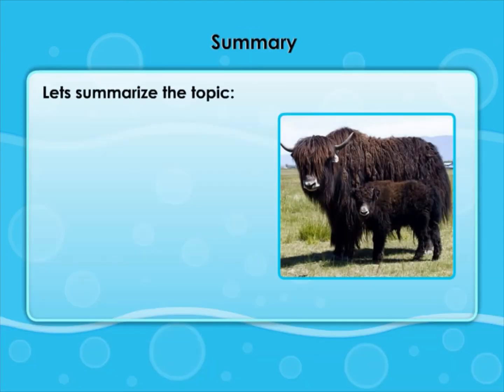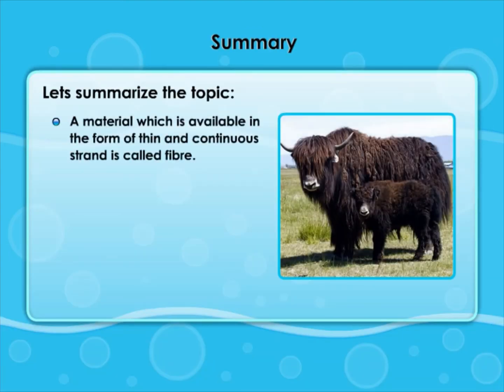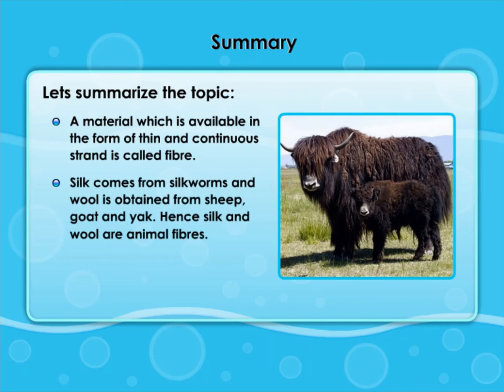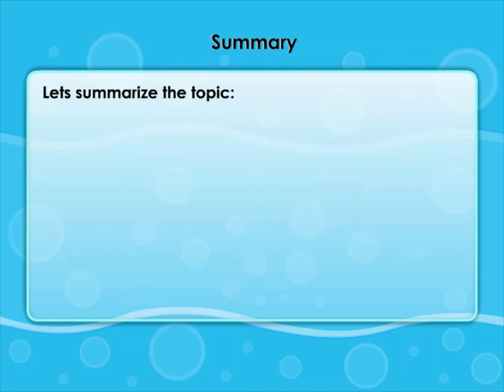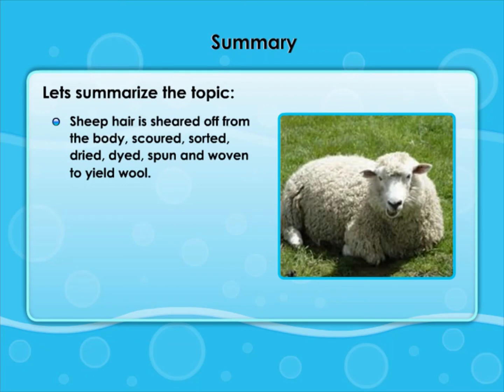Summary. Let's summarize the topic. A material which is available in the form of thin and continuous strand is called fiber. Silk comes from silkworms and wool is obtained from sheep, goat, and yak. Hence, silk and wool are animal fibers. The hairs of camel, llama, and alpaca are also processed to yield wool. Sheep hair is sheared off from the body, scoured, sorted, dried, dyed, spun, and woven to yield wool.